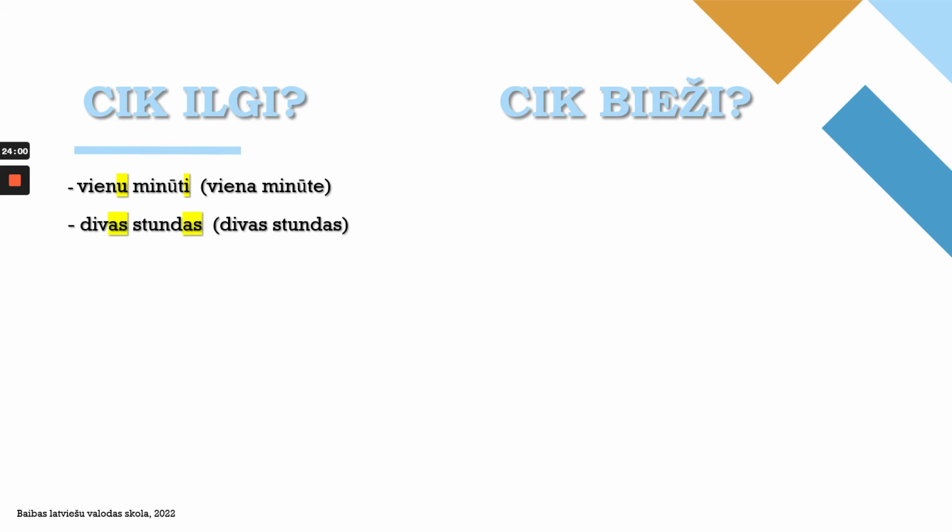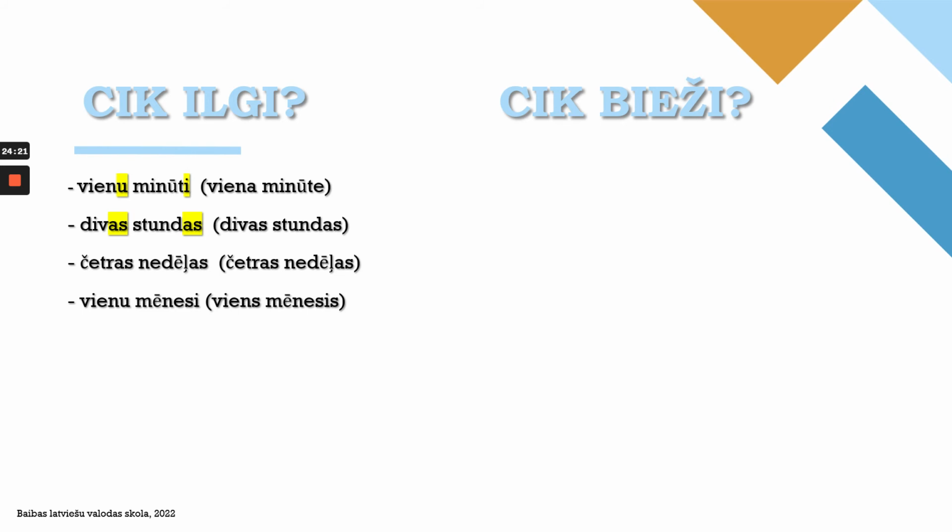1 minute, please. Divas stundas. Divas stundas. So it's feminine plural form. That's why we can see it doesn't change from the dictionary form, 2 hours. 4 nedēļas, 4 weeks, again, feminine plural form, and doesn't change. Vienu mēnesi, 1 month. Vienu mēnesi. 2 gadus, 2 years. Yeah, gadi is masculine form, plural. Mēnesis is a masculine form, but singular.